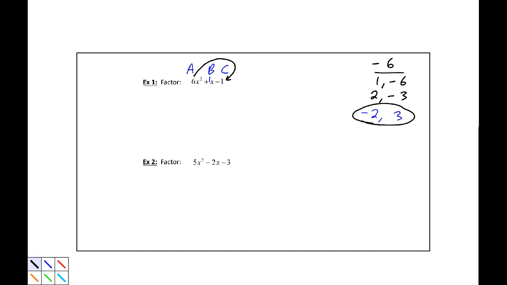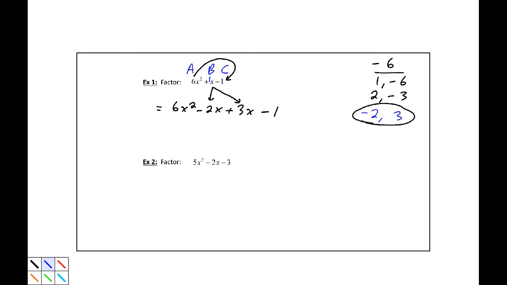Now, what I'm going to do next is break apart my middle term, the term that has the b. Because we just chose these values so that they add to be 1, I'm going to write this as 6x squared minus 2x plus 3x minus 1. So again, those two terms are coming from the middle term that I just broke apart. Next, I'm going to factor by grouping.